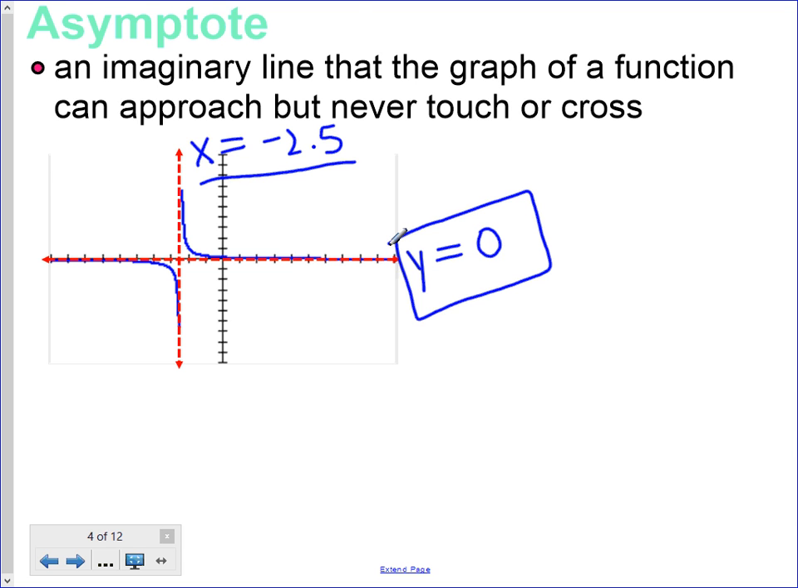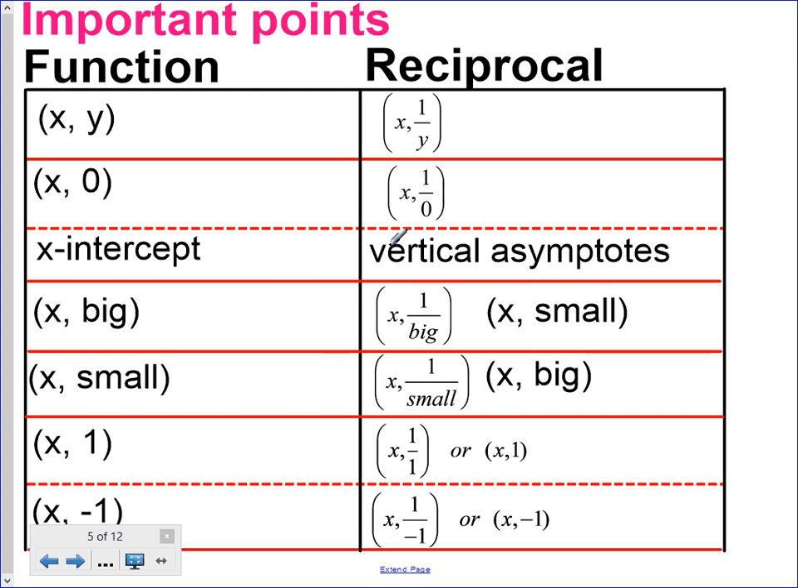So let's look at functions and their reciprocals in a little bit more detail. Let's look at some of these important points. We said the definition of a reciprocal function is where x is going to stay the same, but y becomes the reciprocal. So that's true of every point. We can look at any point on the function, take the reciprocal of y, and get a point on the reciprocal function. Let's look at a few of these important points, though. We already talked about this when y was 0 for an x-intercept, and we have 1 divided by 0. We can't divide by 0. So this creates a problem. So that means that an x-intercept of a function becomes a vertical asymptote of the reciprocal function.